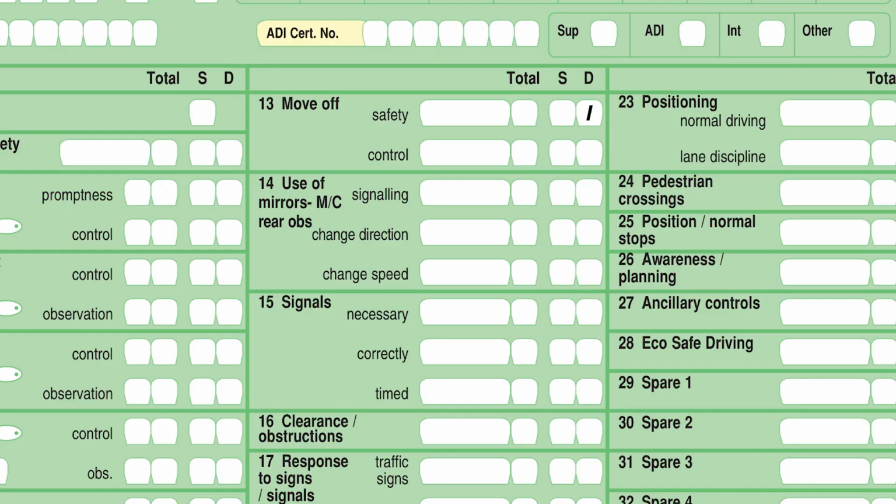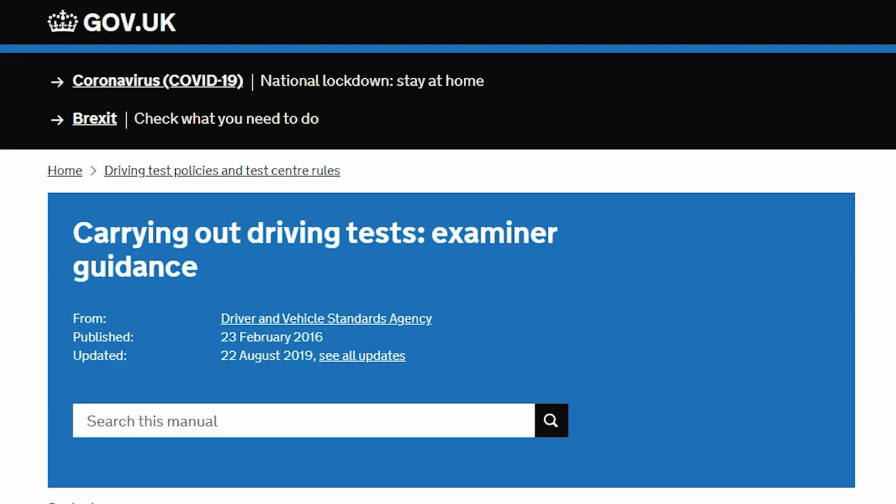So anyway, we've got our picture: blue car's moving off, junction to the right, red car moving out, there's a bus behind, and a cyclist overtaking. So what is the fault? Go into your sheet, what fault have you got? What you should have is section 13 on the DL25, moving off safely. That will be your fault.